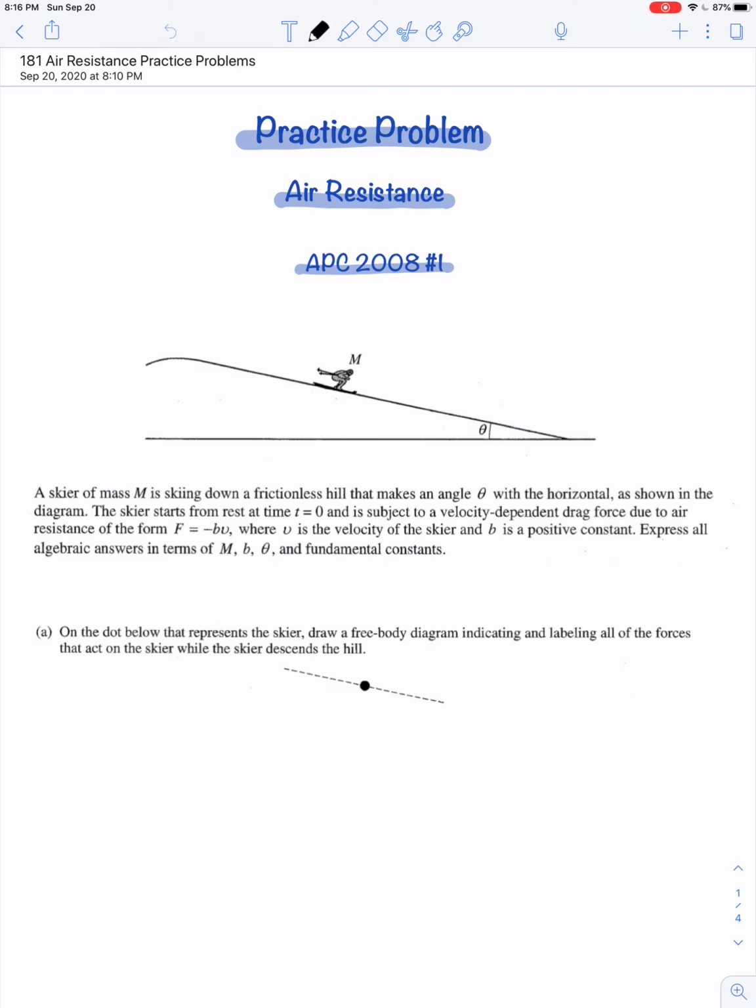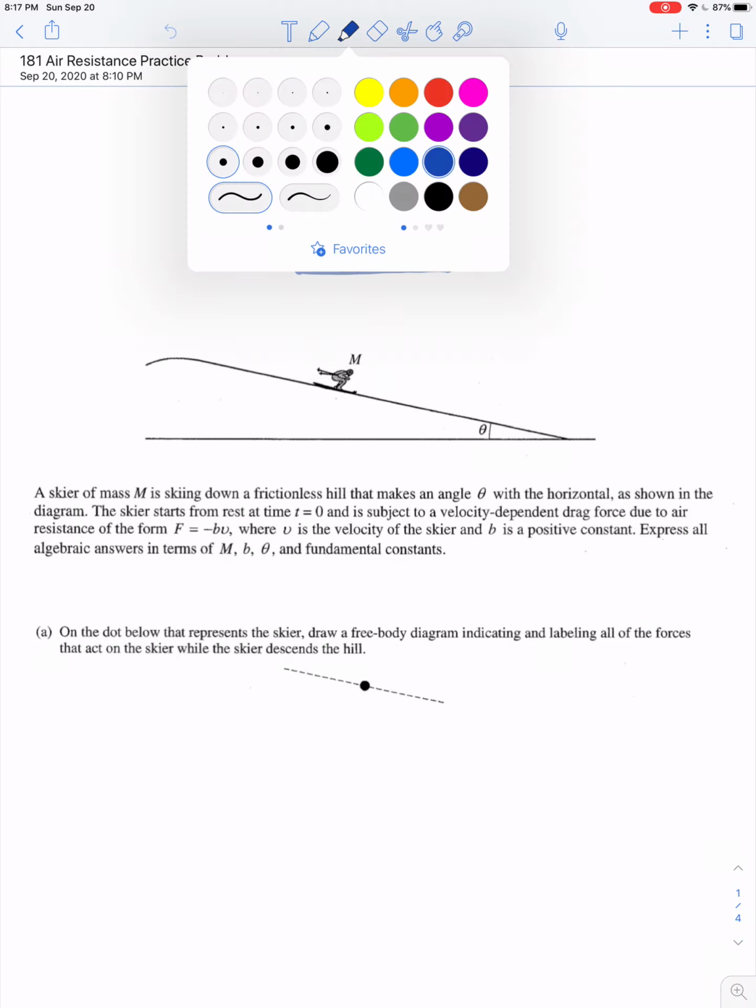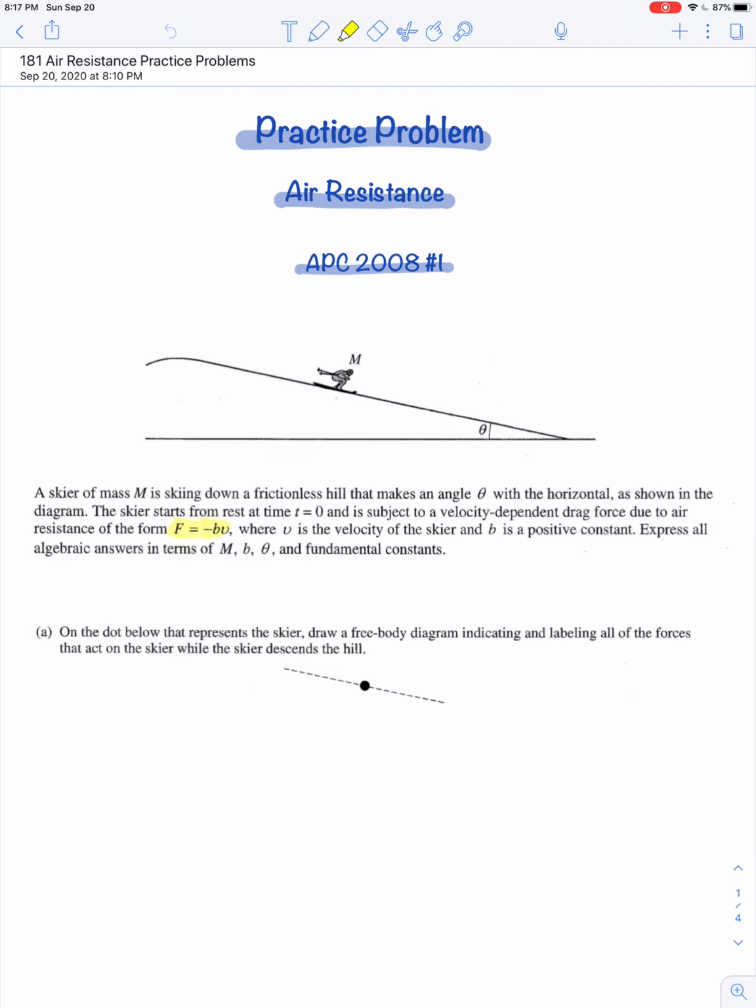Here's one more problem that was taken from the AP exam regarding the subject of air resistance. This time we have a skier on an incline, and that skier is subject to a resistance force in the form F equals negative BV. And the very first question is simply to draw a free body diagram, right? It says on the dot below that represents the skier, draw a free body diagram indicating and labeling all the forces that act on the skier while they descend down the hill.